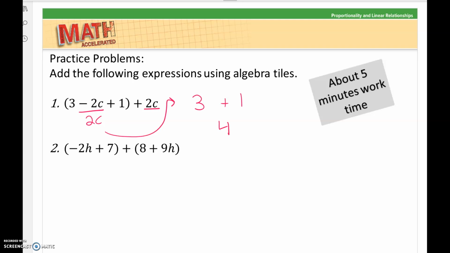And when we add those together, we end up with just 4 as our answer. So our c terms kind of just canceled out because we got 0. And then 3 and 1 makes 4.